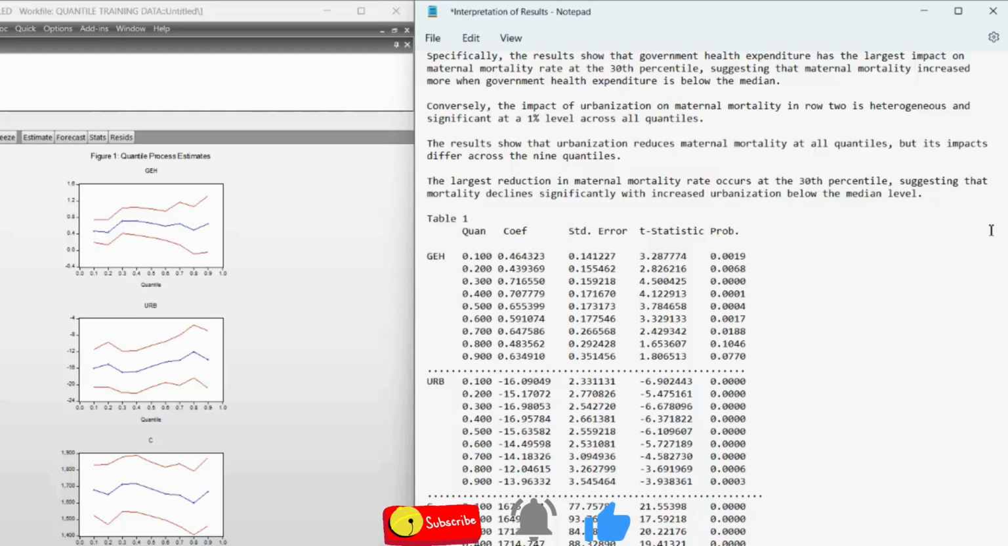In our next video, I will show you how to perform the post-estimation test for quantile regression and how to interpret the results. Thank you.